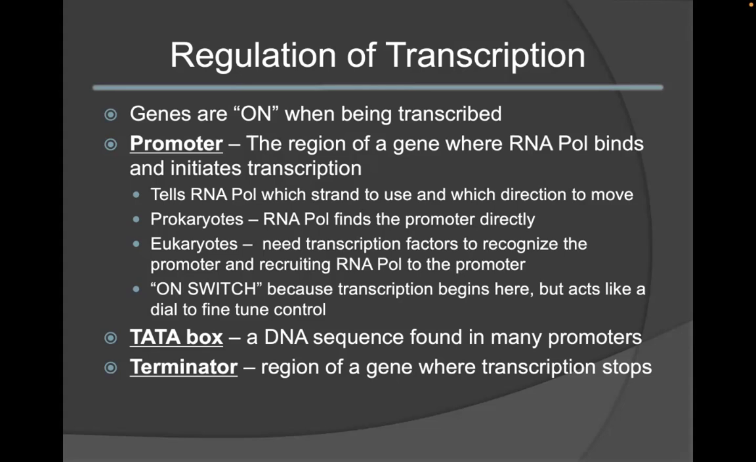The promoter acts as an on switch because transcription begins here, but it also can act like a dial to fine-tune control. Remember, transcription factors can act to turn on and off genes. However, they can also act to upregulate or downregulate the process of transcription. Within the promoter region, you will typically have what is termed the TATA box. This is a specific DNA sequence that is highly conserved among many different species. This DNA sequence can in fact be found in most promoter regions. There is also the DNA sequence that designates where transcription needs to stop. We refer to this as a terminator region.